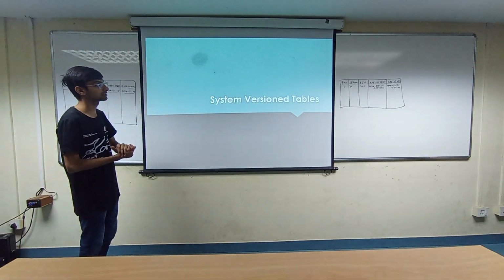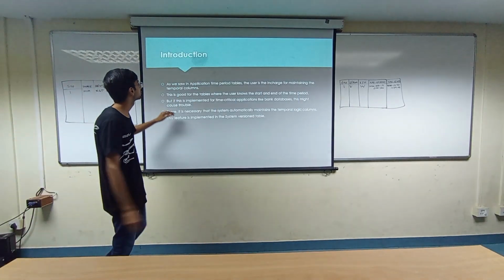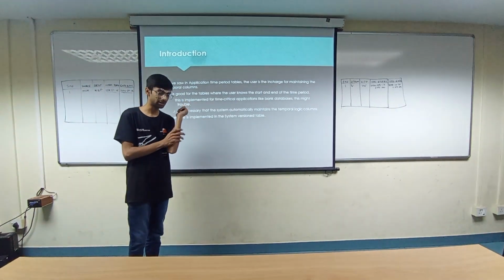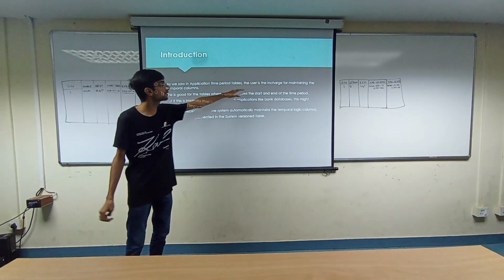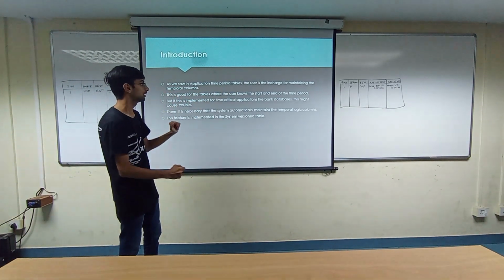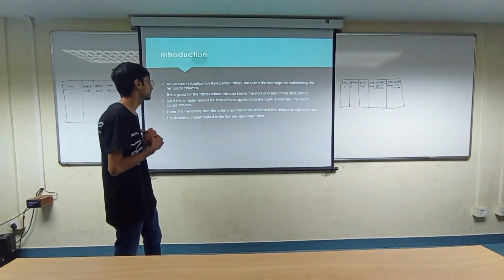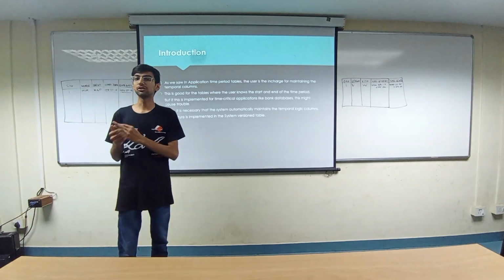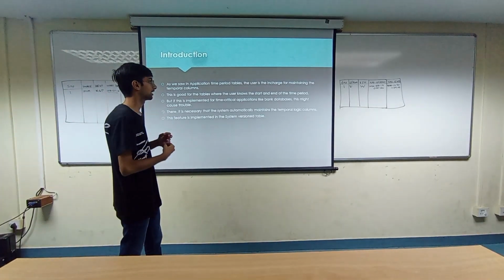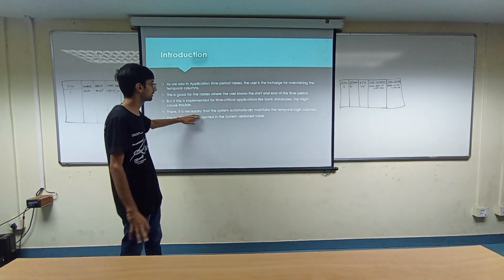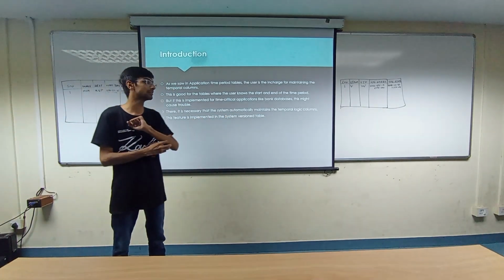Now let's have a look at the system version tables. As we saw in the application time period tables, the user is in charge of maintaining the columns. This is good for the tables when the user knows the start and the end time. But what about the applications where the user doesn't know the start and end time? Like for example, banking applications which are time critical. So it is necessary that the system automatically maintains the time.